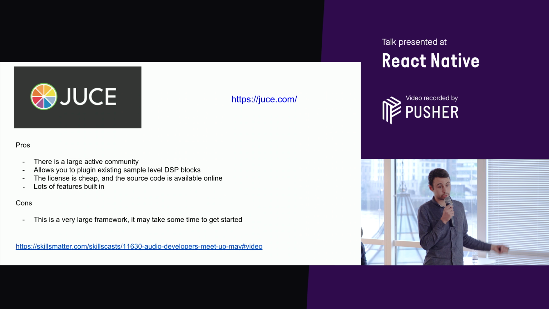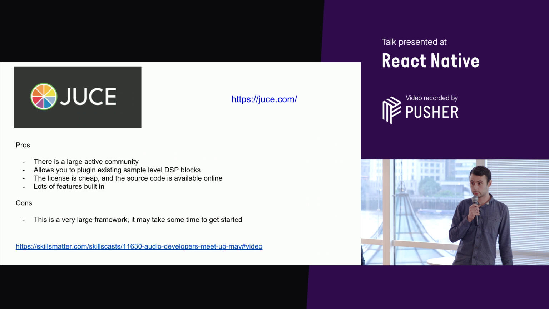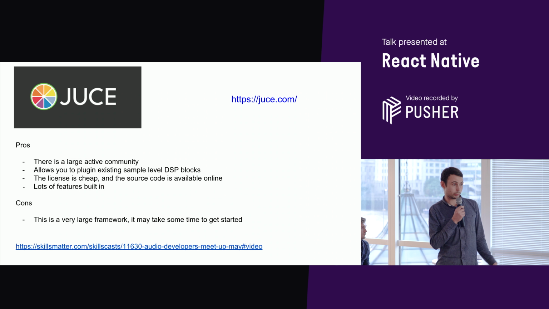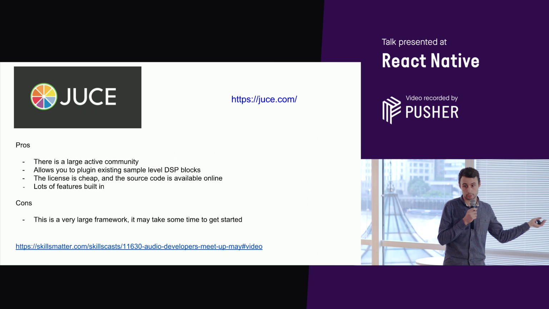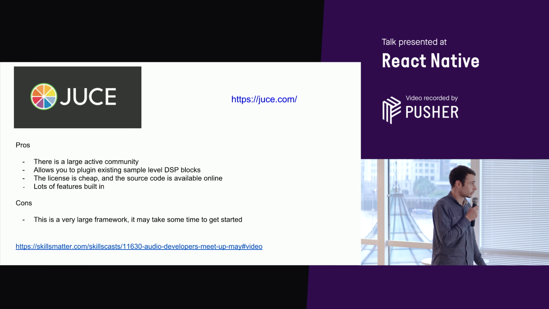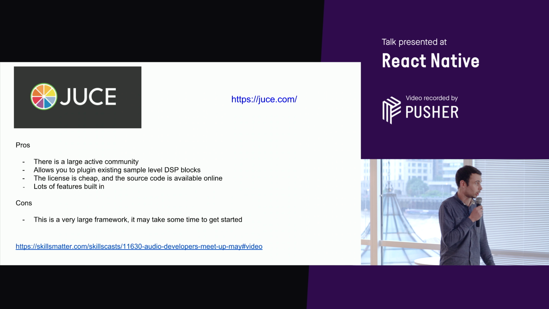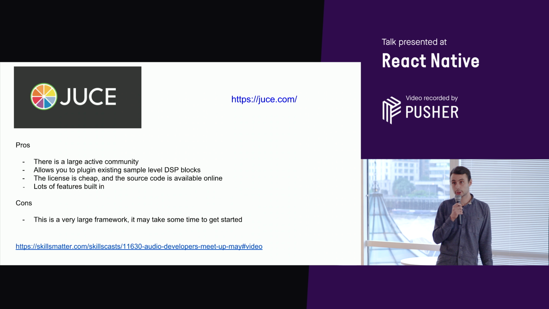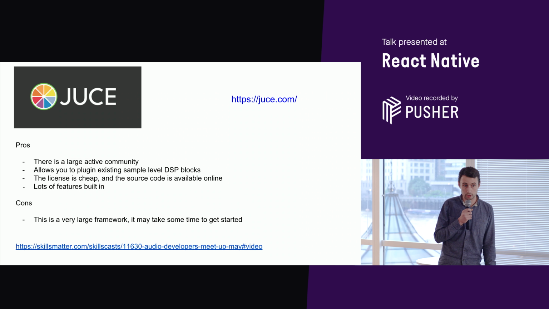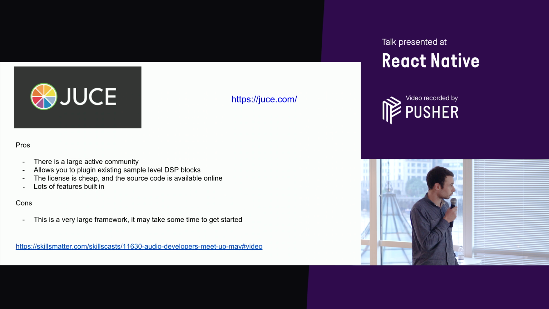Again, it allows you to plug in existing sample level DSP blocks. So if you've got some code that processes sample data, you can plug it straight into your Juice audio processing callback, which is kind of similar to Superpowered in that way. The license is also pretty cheap with Juice. It's just about £1,000 for a developer license, so it's not so bad. I think that's lifetime.